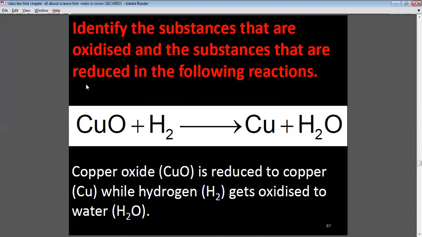Identify the substances that are oxidized and the substances that are reduced in the following reaction. Copper oxide reacts with hydrogen. There is a formation of copper plus water. Copper oxide, CuO, is reduced to copper, while hydrogen gets oxidized to water.